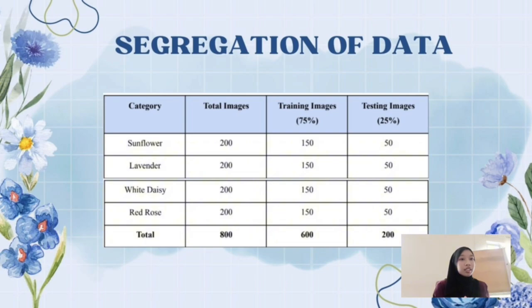So overall, 600 images were used for training and 200 images were used for testing. The purpose of this data segregation is to allow the CNN model to learn the visual features of each flower during training, such as color, petal shape, and texture. Then the testing data is used to evaluate whether the model can correctly classify new flower images that it has not seen before. This helps us measure the performance and accuracy of the model.